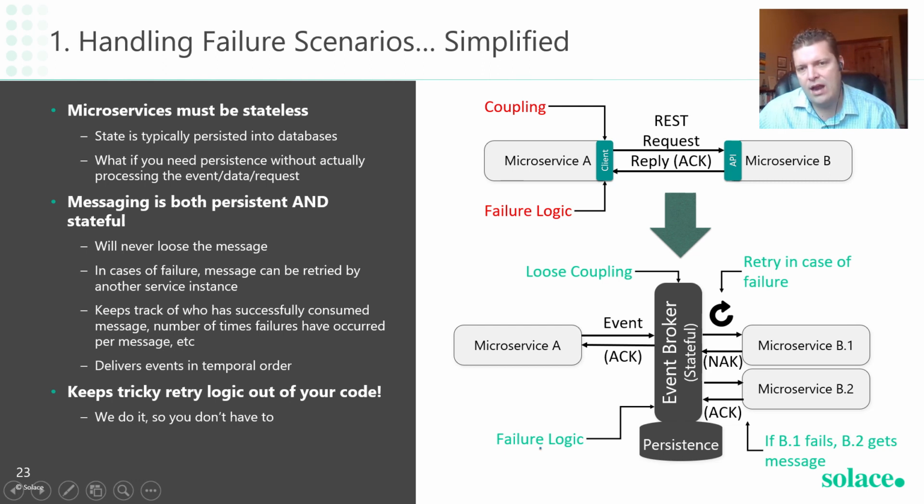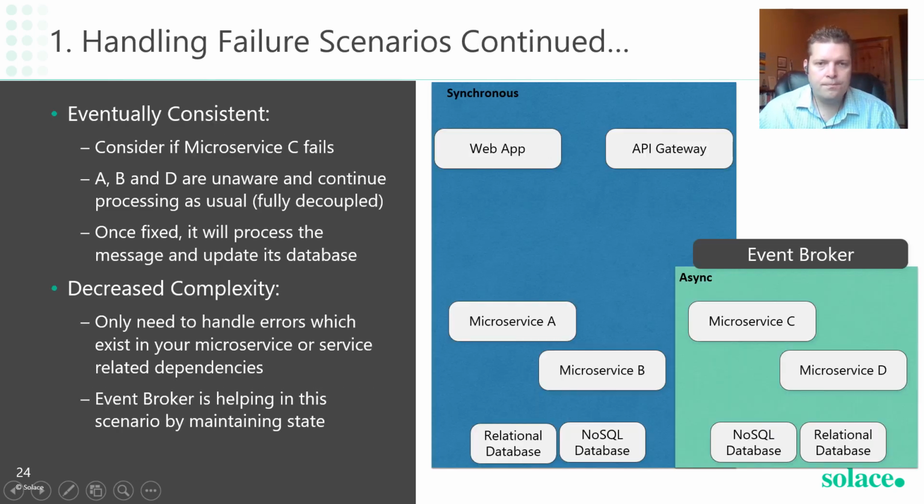So whereas this guy had a bunch of fault logic as to how to deal with microservice B failures, microservice A only needs to know about what happens if I can't send the message to the event broker. It doesn't need to know the different states and modes of the downstream services which could consume it. And ultimately, the event broker will also guarantee that the events are delivered in temporal order. So where ordering matters, the event broker keeps track of that as well.